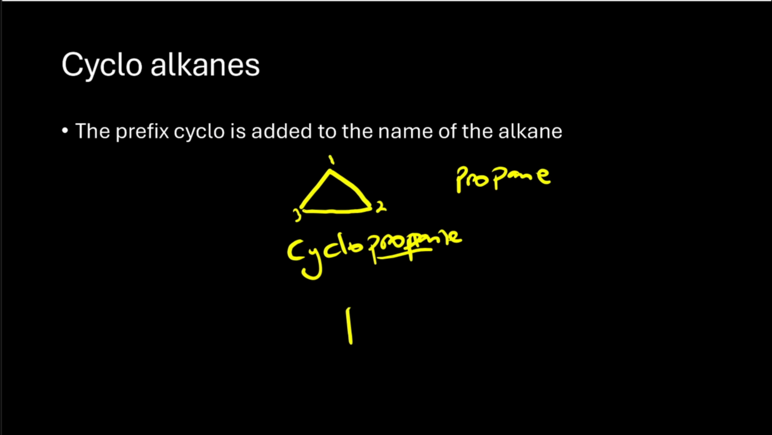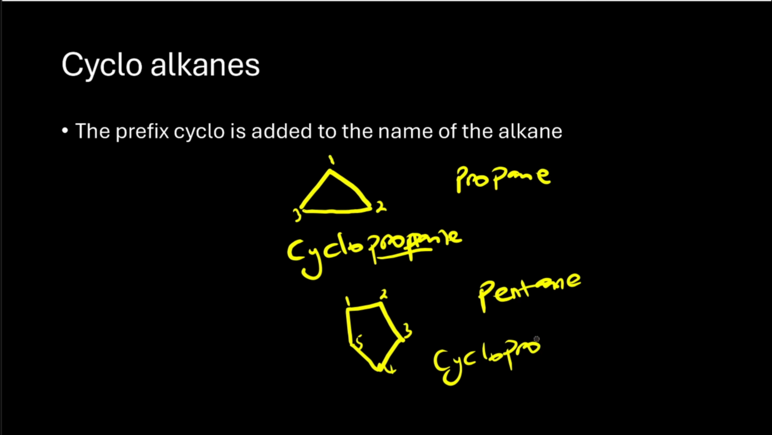Likewise, you can have different cyclic alkanes. So we have this one having 1, 2, 3, 4, 5 carbon atoms, and an alkane with 5 carbon atoms is known as pentane. And so we add the keyword cyclo to the name of the alkane, to indicate it is a cyclic alkane.